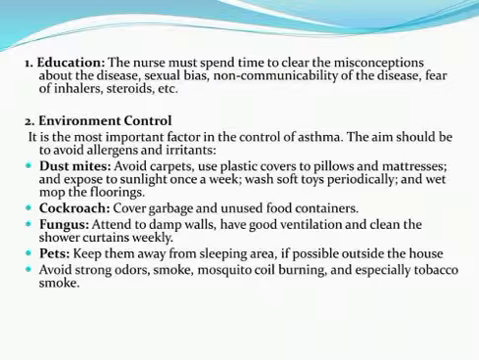Next will be the environmental control. In environmental control, the most important factors of asthma will be the dust, mites, cockroach, fungus, as well as pets. So we have to get away from the pets, and keep them away from the sleeping areas. If possible, we have to keep the pets outside, and get rid of strong odors, smokes, mosquito coil burnings, etc. When we control such environmental dust, mites, cockroaches, fungus, we can easily control the asthma.